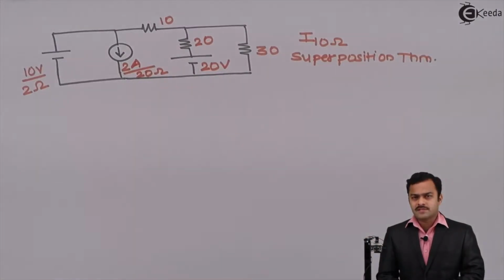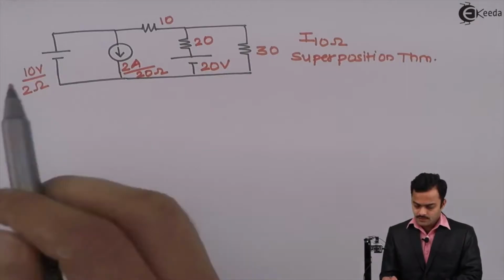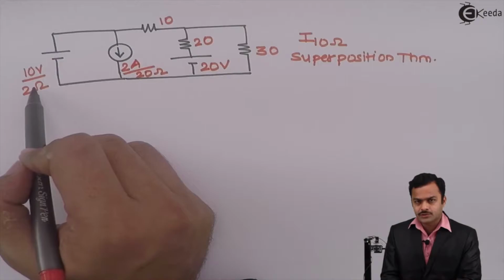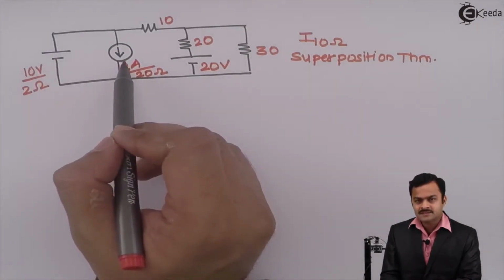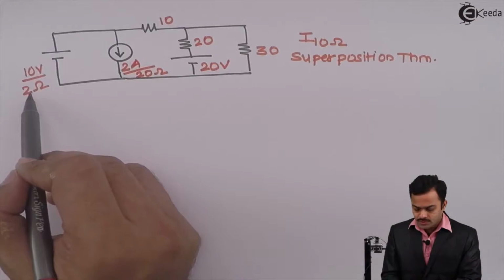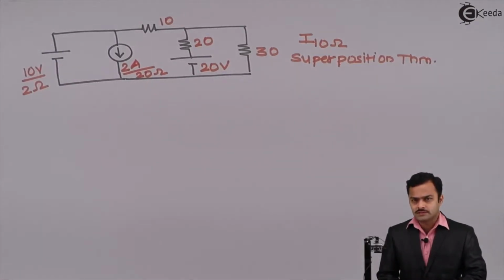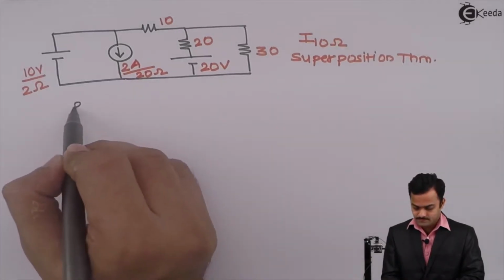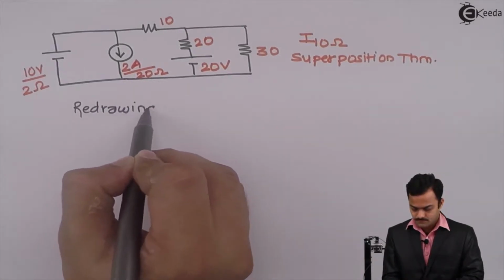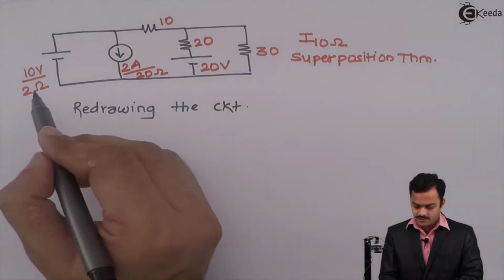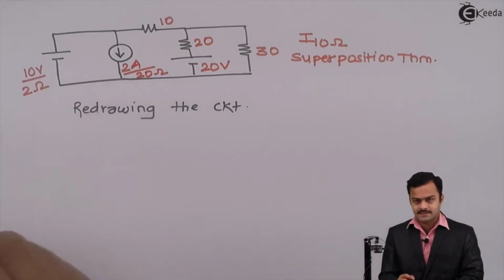Now, why is this problem different than the earlier one? If you see properly, this is a voltage source with some resistance associated with it. Same is the case with this current source. So these resistances are nothing but internal resistances of those sources. So whenever such kind of problem comes, first thing that we are supposed to do is redraw the circuit, meaning we need to consider the effects of these two resistances.